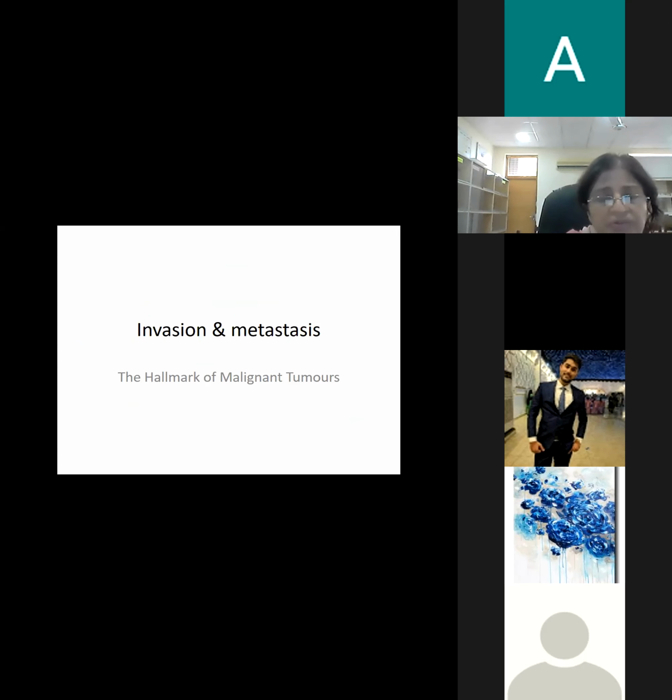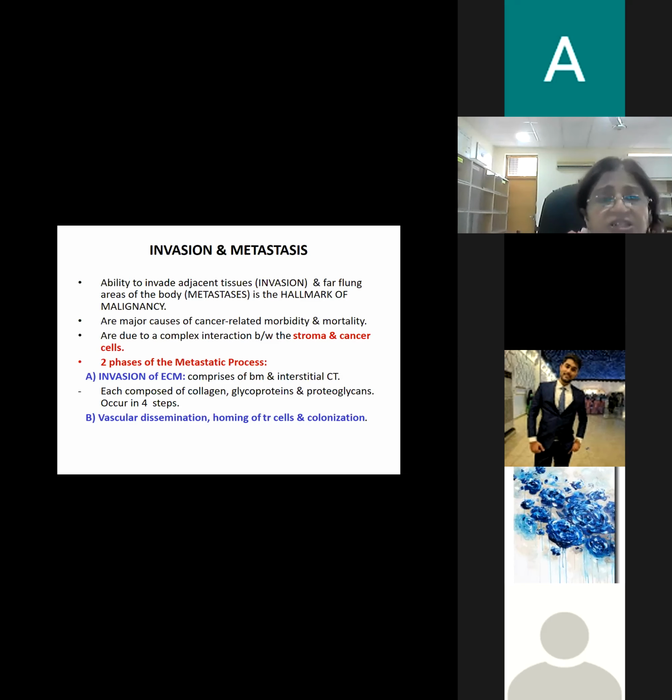Now what is invasion and metastasis? That is the hallmark of malignancy. Invasion is the ability to invade or infiltrate the adjacent, neighboring tissues. And metastasis is the ability to invade far-flung areas of the body, which is the hallmark of malignancy. And they are the major causes of cancer-related morbidity and mortality.